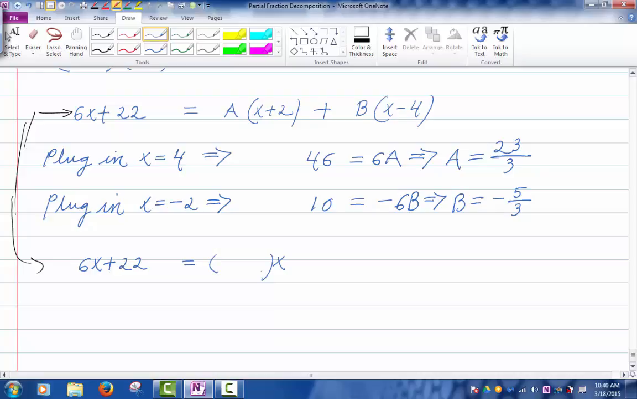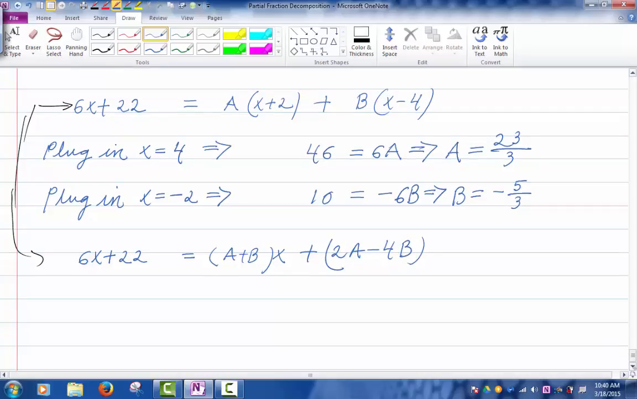I'm looking for the coefficient of x. So how many ways can I get x from here? Ax. How many ways can I get x here? Bx. So I'm going to get A plus B. That's the coefficient of x. And then I'm going to get something constant, which would be what? 2 times A minus 4B, that's my constant term.